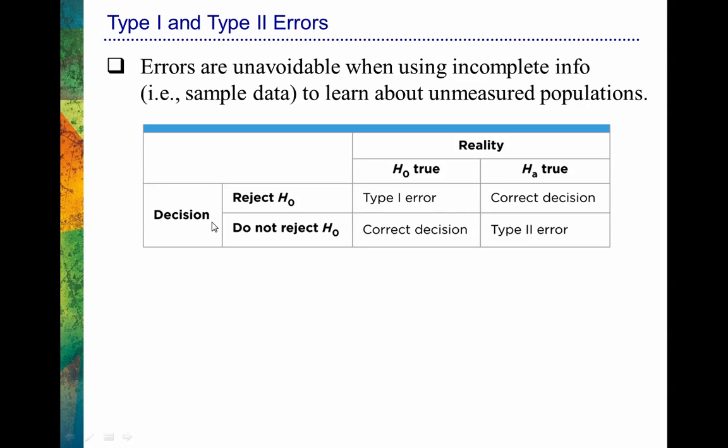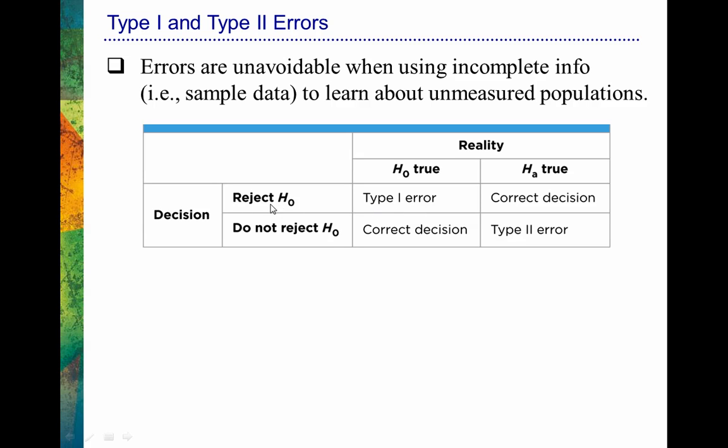All right, let's finally just talk about some errors real quickly. Errors are indeed unavoidable when we're using incomplete information to learn about populations. And when we say we're using incomplete information, we're using sample data to learn about an entire population. We're not going to be correct 100% of the time. So I want you to take some time to look at this table because this will talk about 2 primary types of errors that we can make.